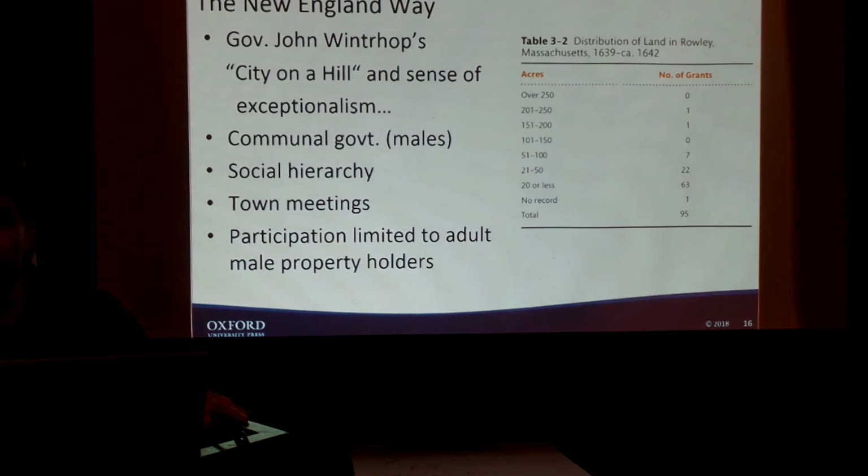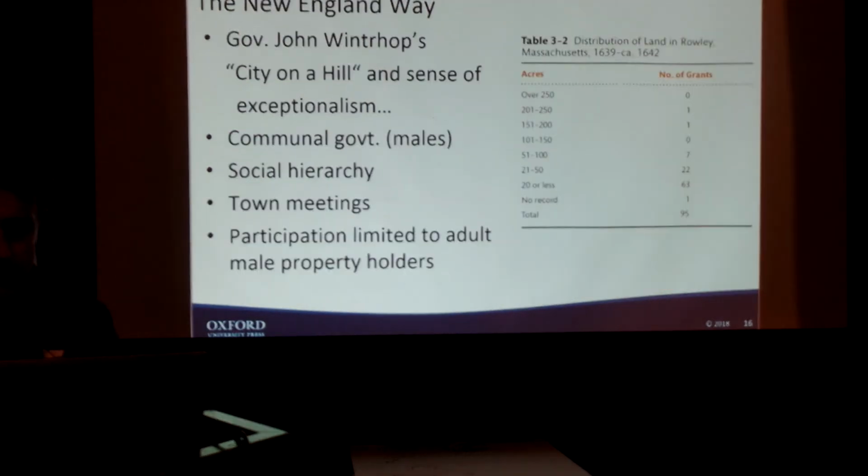You had to own property. There still was a hierarchy. The wealthy people had a greater say. You had to be a church member. Really, to be in the colony, you needed to be a church member, and you needed to prove inner grace, that somehow God had selected you to go to heaven, if you were even going to be a church member. So, there we go. Participation was limited to adult male property holders.